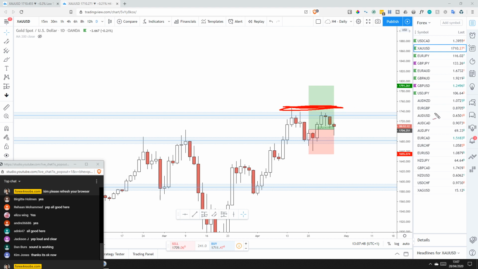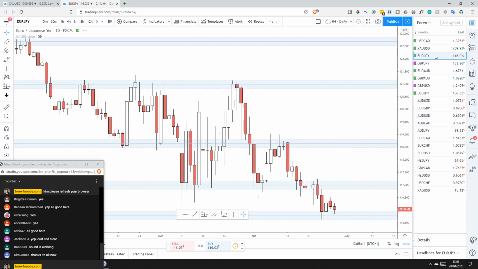It seems. So I was looking for a clear break of this resistance area here, or more accurately this high here. I wanted this high to be broken, the 174785. It just never broke. So this trade's not doing what I wanted it to do. Therefore, I'm going to exit with a little bit of profit.